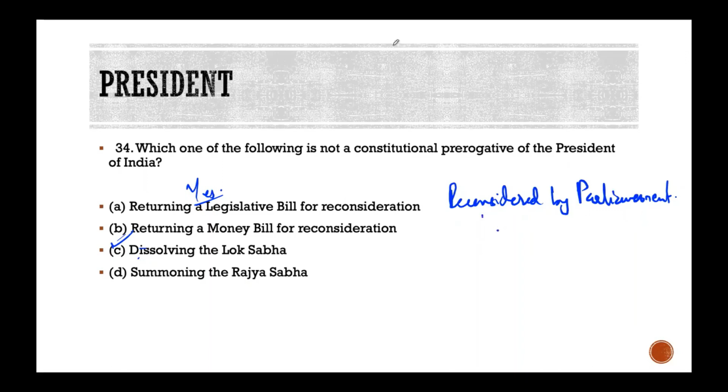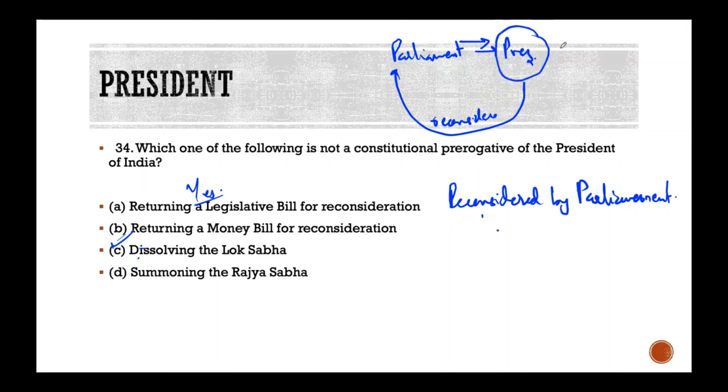So this is what it is. Parliament passes the bill, and then it goes to the President. The President sends it for reconsideration. After reconsideration, they send it back to the President in the same form or with some amendments. The President, during the second round, has to accept. And when I say has to accept, the President has to give assent.